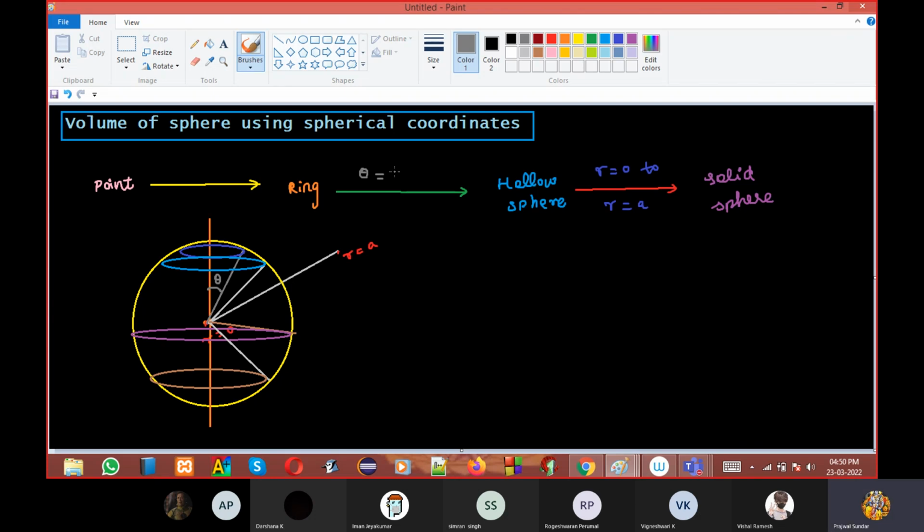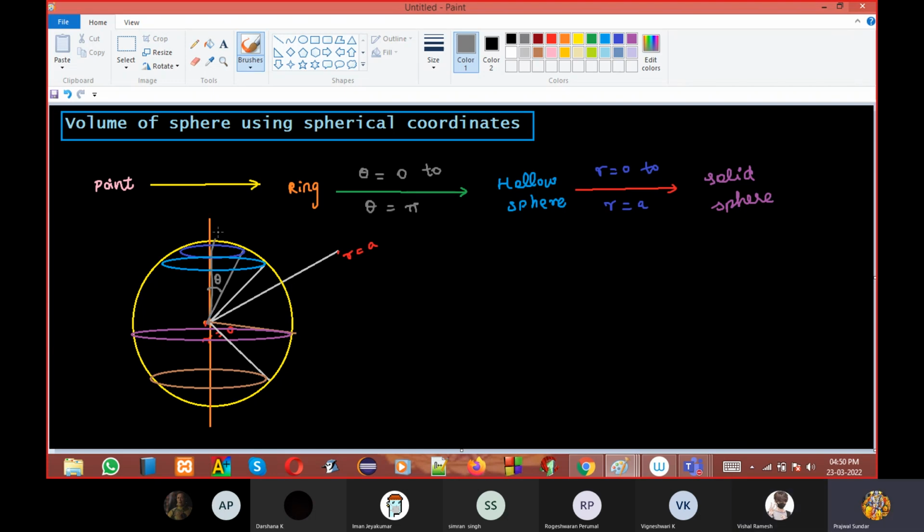Tell me the limits for theta. Come on. Minus pi by 2 to pi by 2? Huh? What? Minus pi to 2 pi? Okay. First ring is here, right? Final ring is here. Now tell me, think. 0 to pi. 0 to pi is the correct answer.